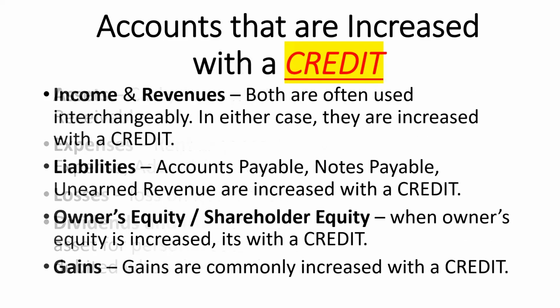Now let's talk about accounts that are increased with a credit on the right side. Accounts that are increased with a credit are income and revenues. Both of these terms are often used interchangeably. In either case, they are increased with a credit.